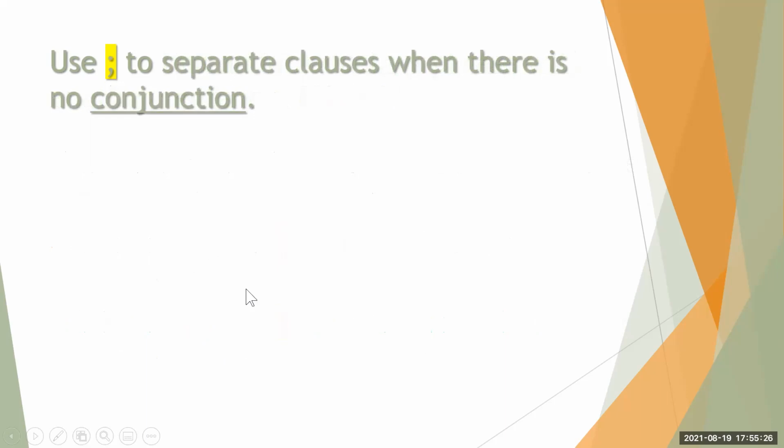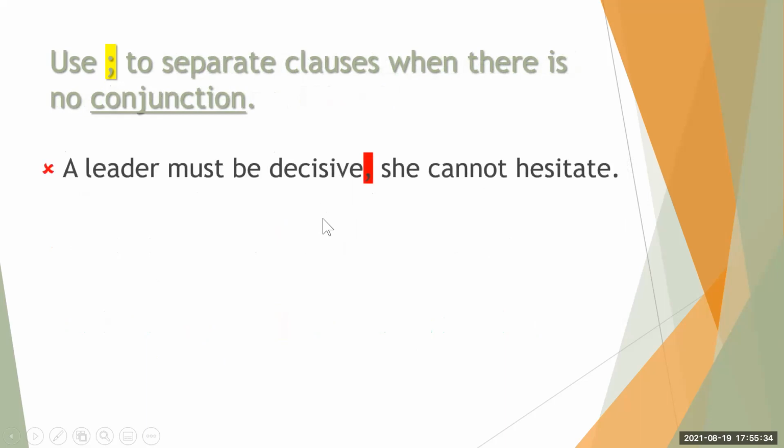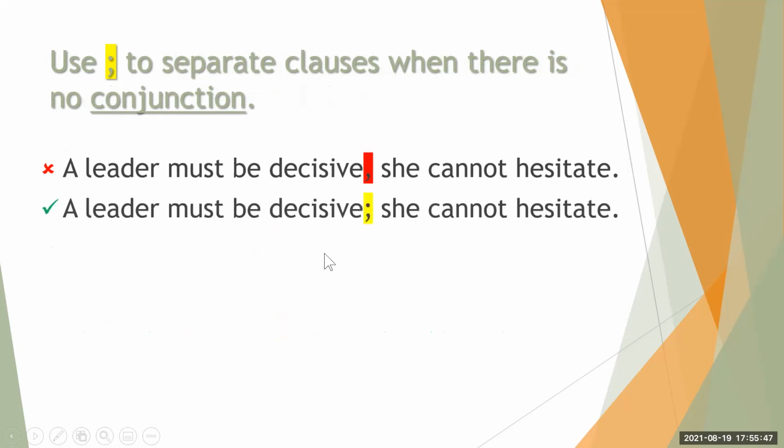Another thing you need to know is that you use the semicolon to separate clauses when there is no conjunction. Remember, I said just now a conjunction is a joining word. So, a leader must be decisive. She cannot hesitate. This is not grammatically correct because if you use a comma, you need a joining word. A leader must be decisive, comma, and she cannot hesitate. This would be correct. Or if you want, you use a semicolon.